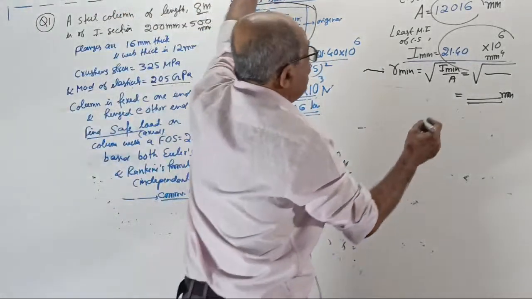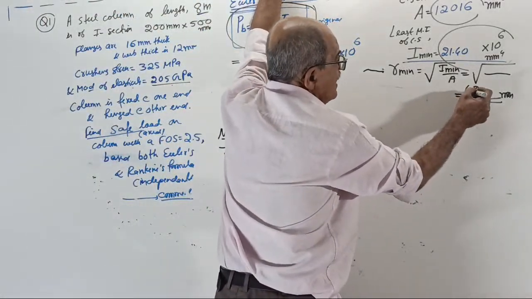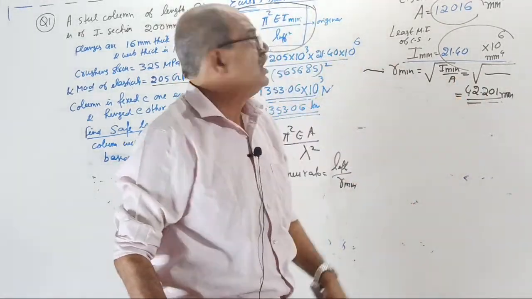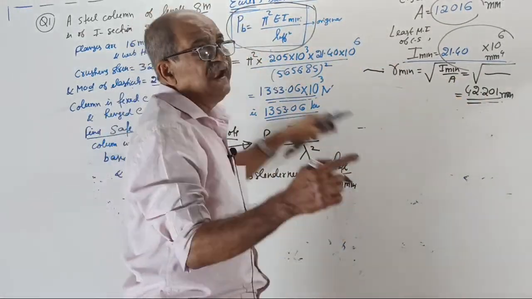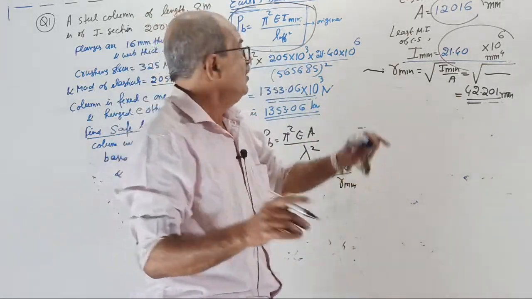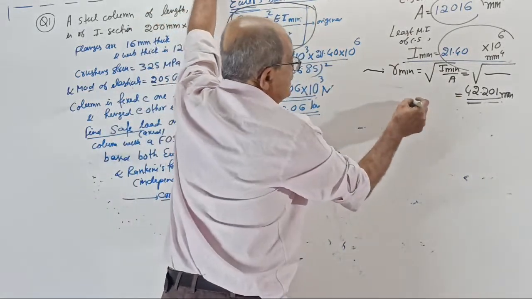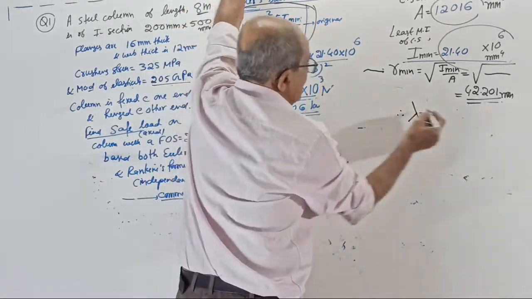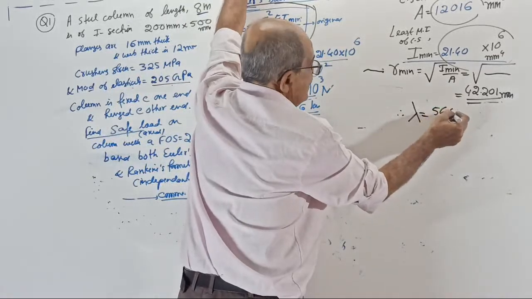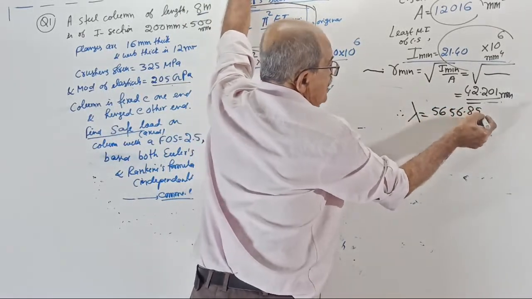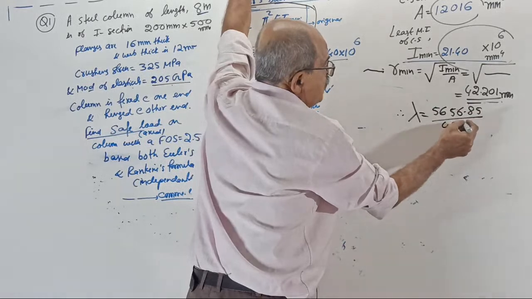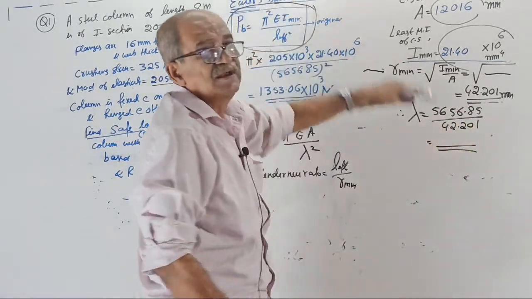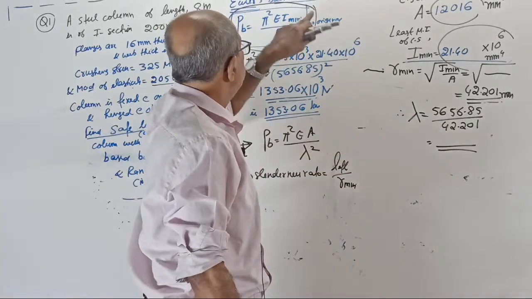It is equal to 42.201. See, I told around 40. If I see the steel table, it will not be the same number because dimensions are not exactly as per steel property. Okay, over. Therefore, slenderness ratio lambda equals L effective, 5656.85, divided by 42.201. Answer. Remember, no unit. This is the slenderness ratio for this column.